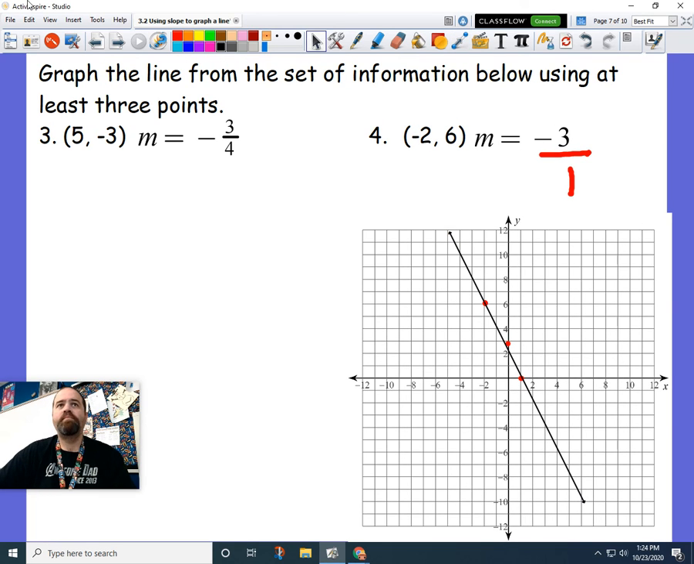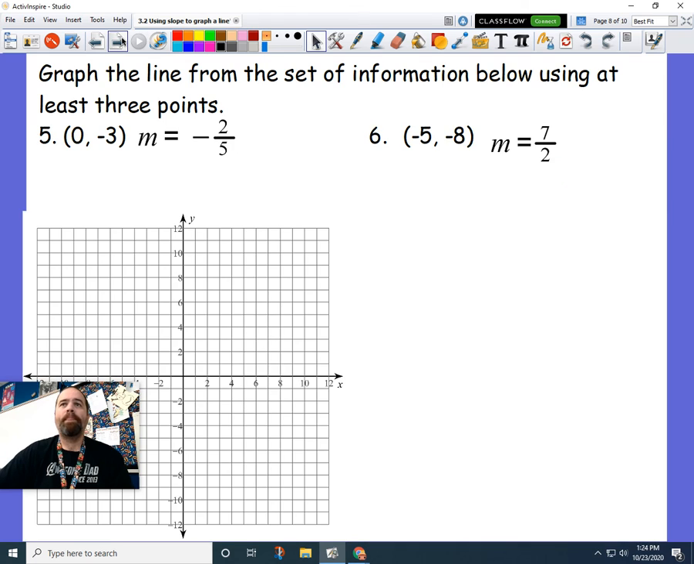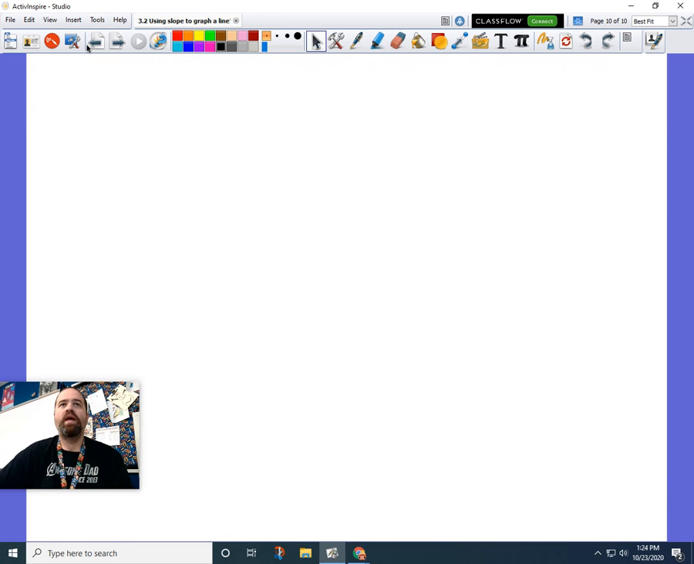Okay. All right. Make sure that you can do this. I'm very serious about this because moving forward, we're going to keep graphing, we're going to keep graphing, we're going to keep graphing. You've got to be able to handle slope. Okay, that's it.